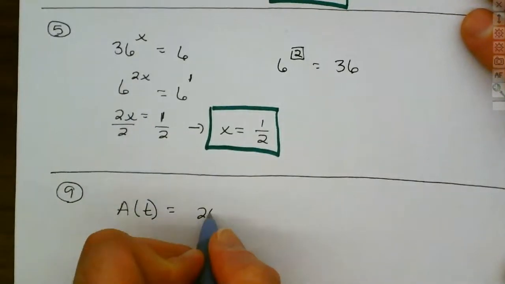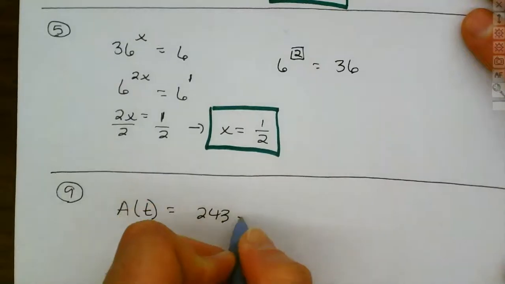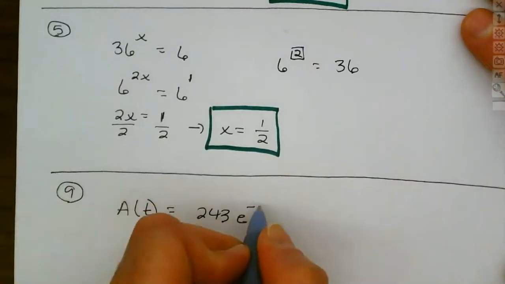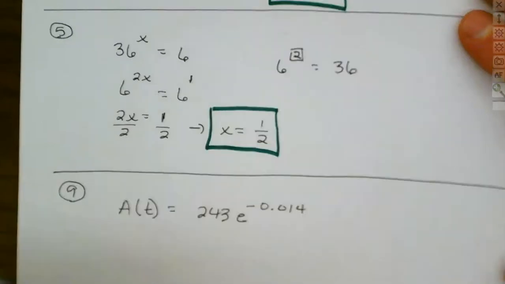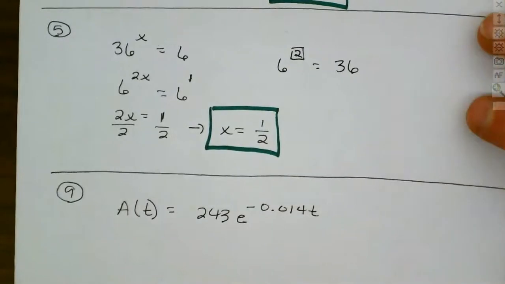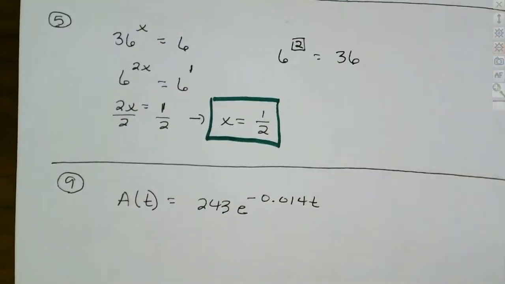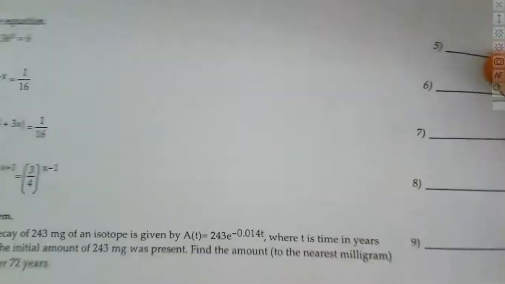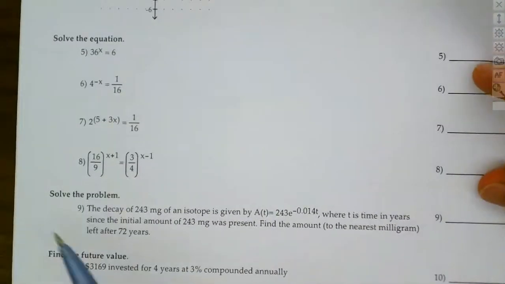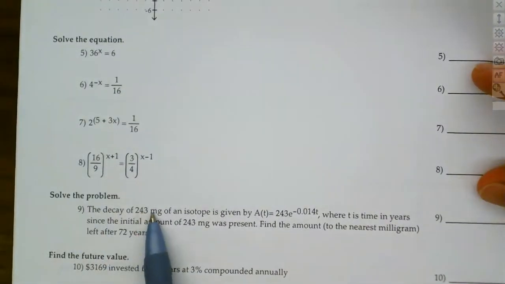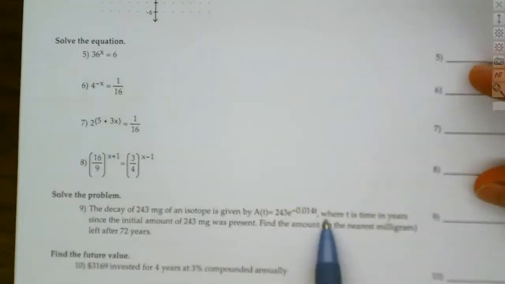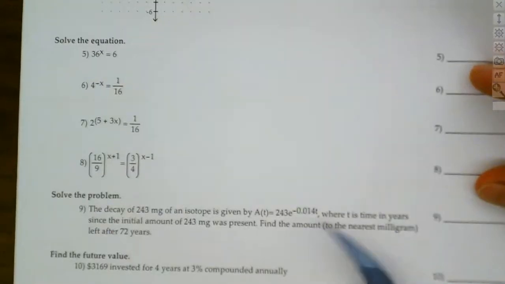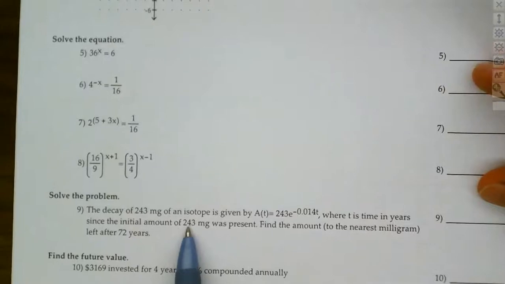Goes 243e to the minus 0.014t. Okay, t is a number of years. And let's read question 9. So the decay of 243 milligrams of an isotope is given by this. T is a number of years since the initial amount, that 243, was present. Find the amount to the nearest milligram left after 72 years.